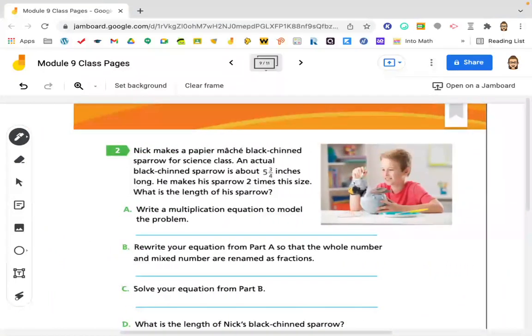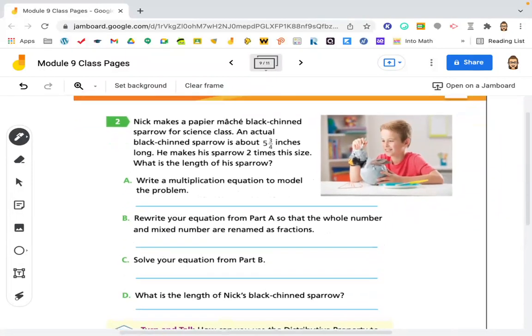So Nick makes a paper mache black chin sparrow for science class. An actual black chin sparrow is 5 3/4 inches long. He makes a sparrow 2 times the size. What is the length of a sparrow? Write a multiplication equation to model the problem. We're going to do 2 times 5 3/4 equals sparrow.